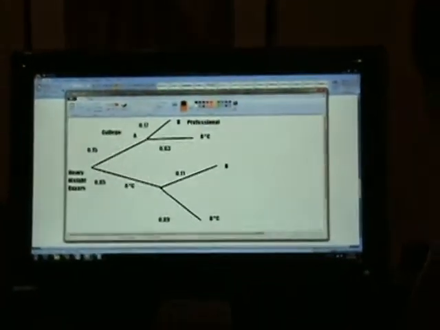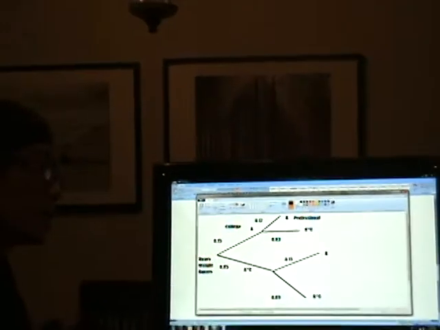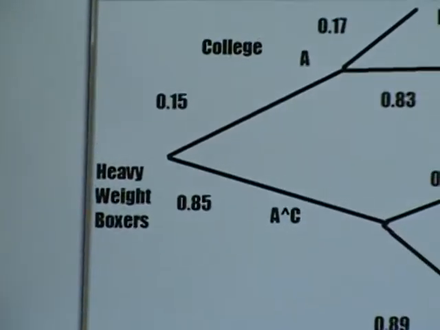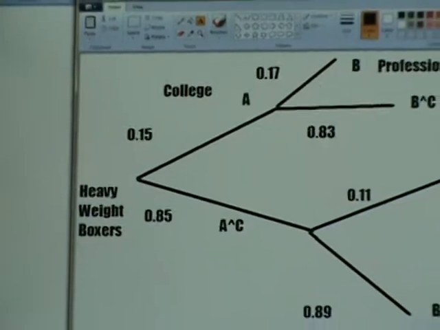Okay, Rambor, I was wondering a little question here. What's the percentage of college heavyweight boxers that make it into the professional game? Alright, so that question here can be explained very clearly in the tree diagram.